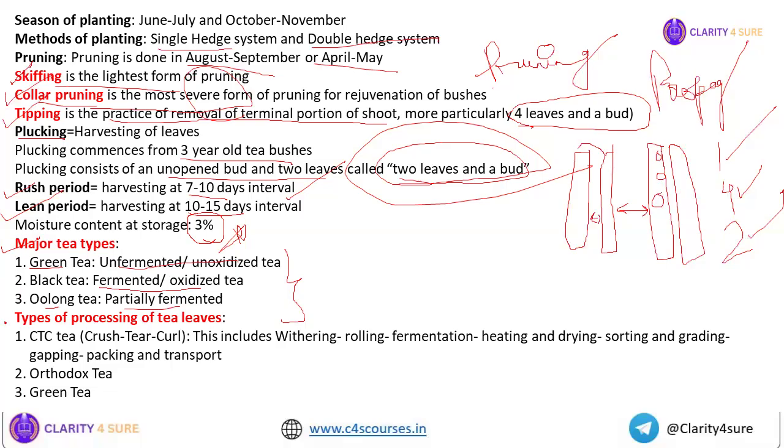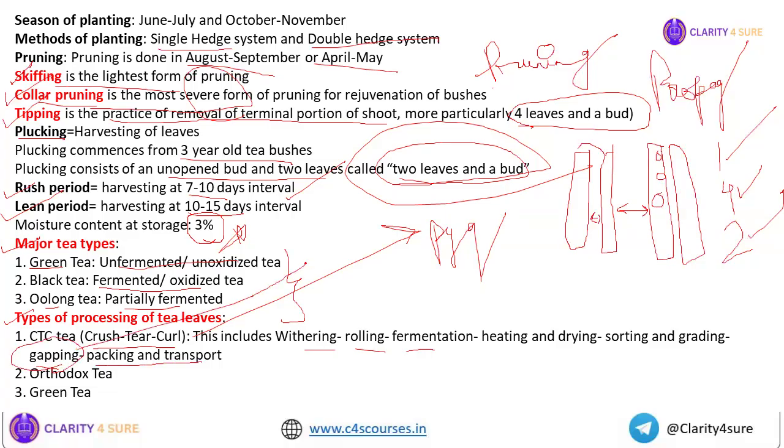Then if you see, the types of processing of tea leaves: CTC, crush, tear, curl. This was one of the PYQs of IBPS AFO. Okay, in crush, tear, and curl, what are the processes involved? You do not need to go into details, you can just sort out what the processes are. So that is withering, rolling, fermentation, heating and drying, sorting, grading, gapping, and what? Packing and transport. So this terminology, gapping.